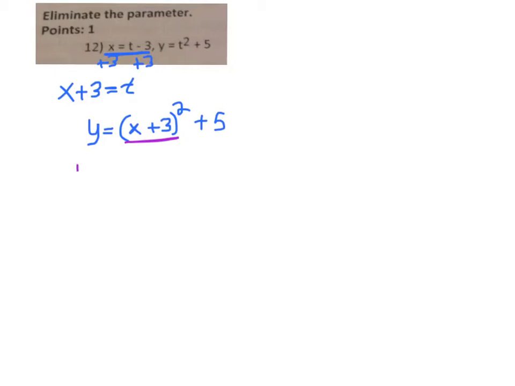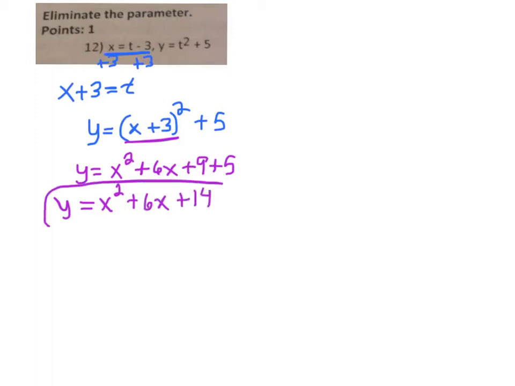Eliminate the parameter. So to eliminate the parameter, we solve one equation for t. So that requires me adding 3 to both sides. If you solve the x equation for t, it saves you time because then when you plug into the other one, you don't have to worry about solving for y. It's already solved for y. So we need to FOIL this. That's x plus 3 times x plus 3. Nine plus 15 is 14. So there's my answer.